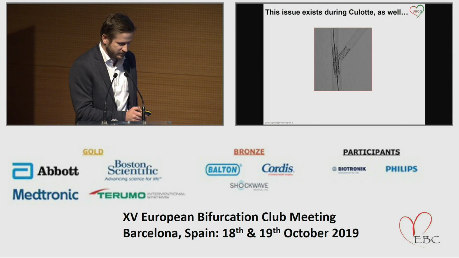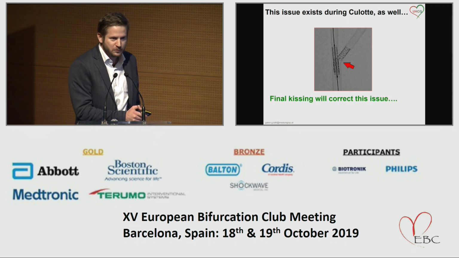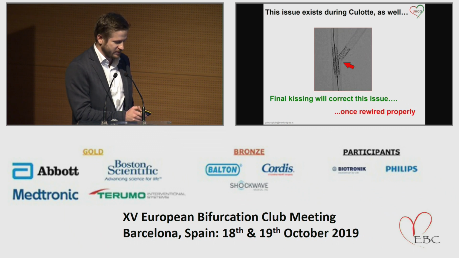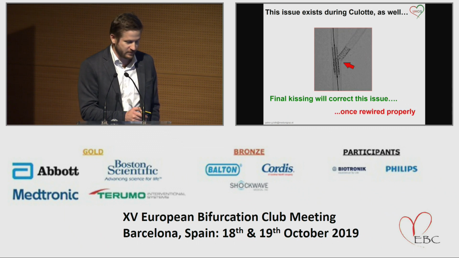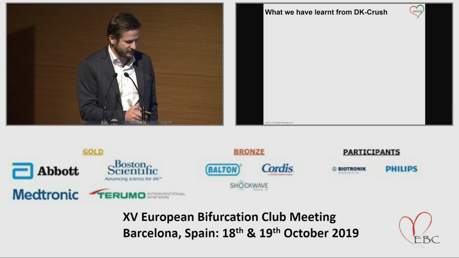This really happens during Culotte technique. And here you can see this major deformation in the side branch stent. One can say, well, we will correct it with the final kissing, but then the other can say, good, then you have to first rewire it properly. And this can be challenging in patients as in bench models as well.